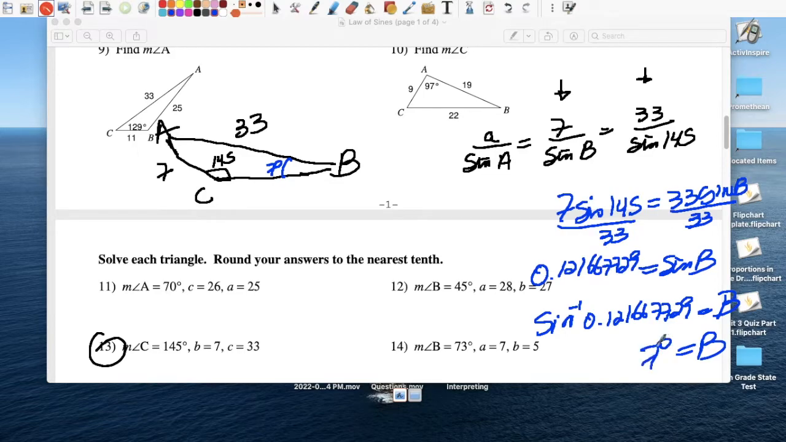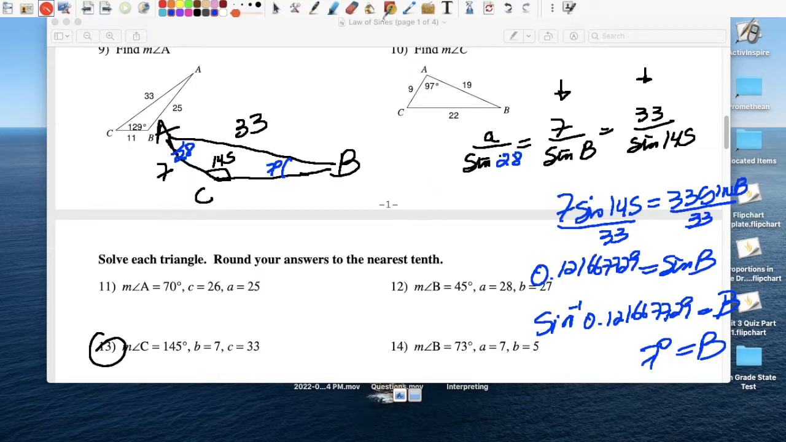So that's angle B. So if I have angle C and angle B, I can find angle A. So 180 minus 145 minus 7, and that's going to give us that angle A is 28 degrees. Okay, so I can come back here to my proportion, take that A out, and write 28.